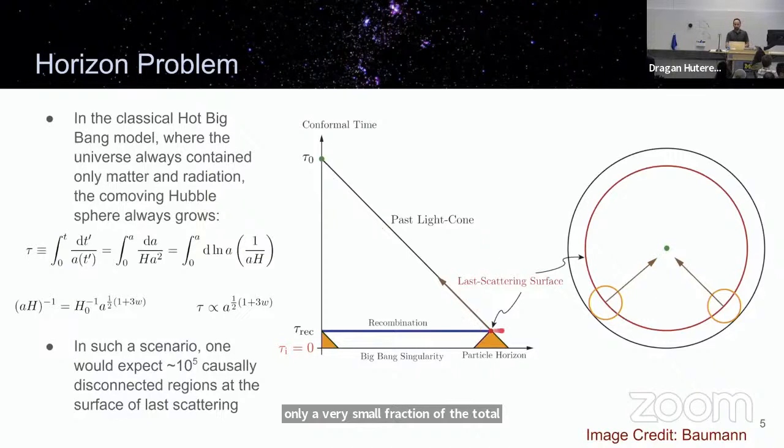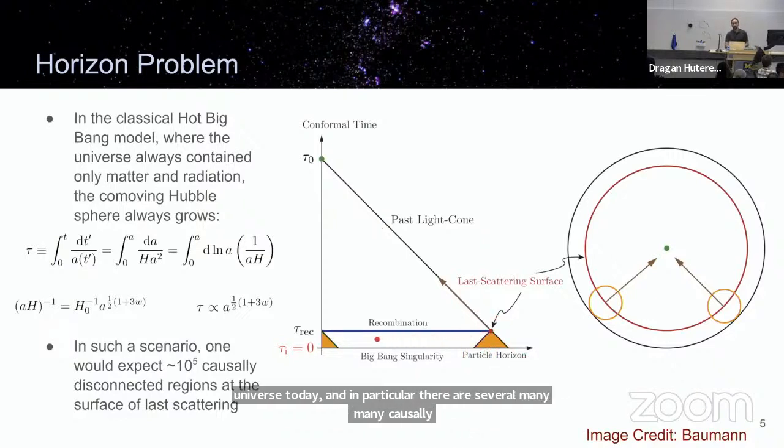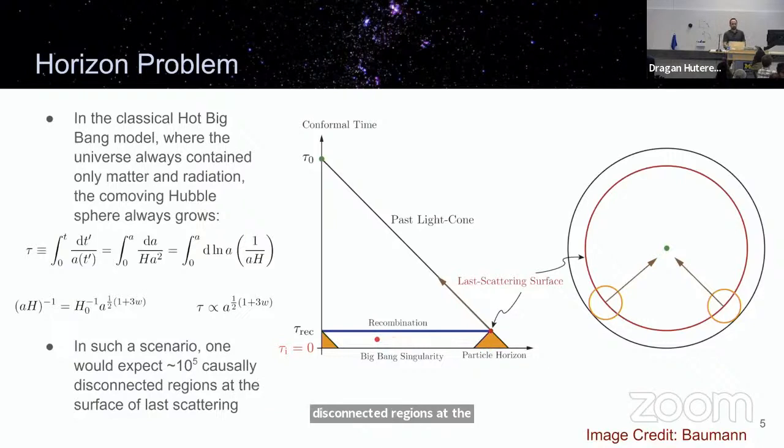And in particular, there are many causally disconnected regions at the surface of last scattering at recombination. In other words, if I look at 2 points on the recombination surface, which corresponds to looking at 2 different angles in the sky, as long as they were separated by more than about a degree or so, those regions were causally disconnected. That is, there wasn't enough time in the past for any signal to have gone from one region to the other. And that means that those regions should have initial conditions that were set totally independently from one another. Okay, and that's shown in the diagram on the right.